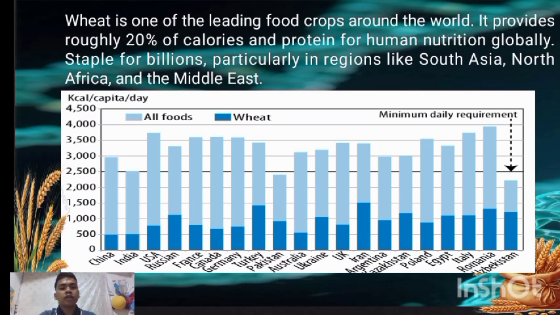Wheat is one of the leading food crops around the world. It provides roughly 20% of calories and protein for human nutrition globally, a staple for billions, particularly in regions like South Asia, North Africa, and the Middle East. Wheat is a staple food of many countries, so they plant it on a large scale. The bad side of planting on a large scale is that it is very susceptible to infestation, because a large area is easy to infect.